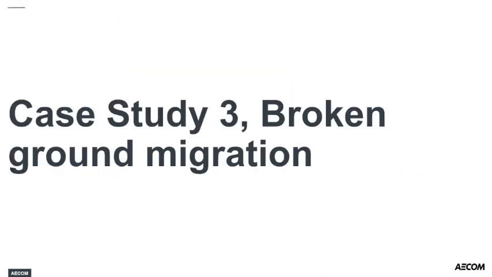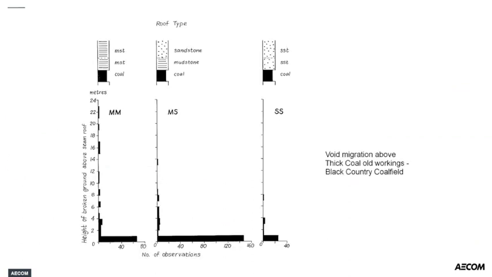And finally, this is a one-slide case study. This is just something that Colin Knight from JPB passed me. This is some work that he did a few years ago, and it's looking at void migration above the thick coal, the seam that we saw in a couple of slides earlier, within the Black Country coalfield.